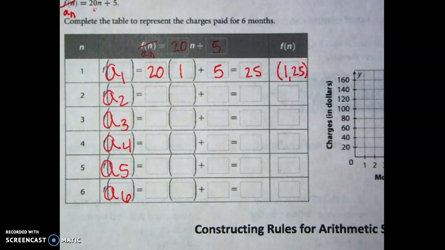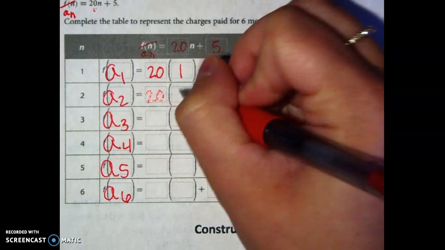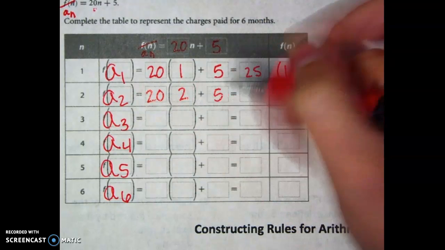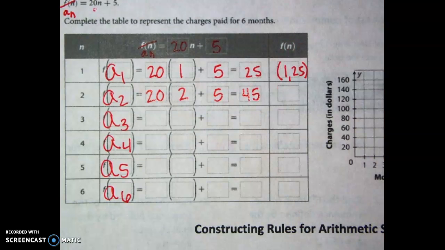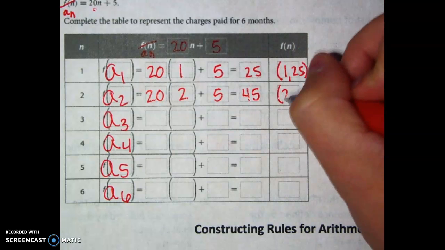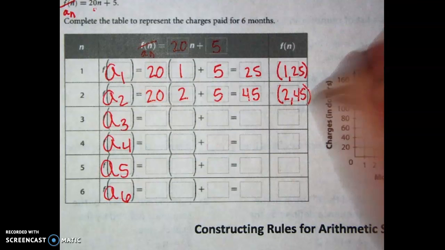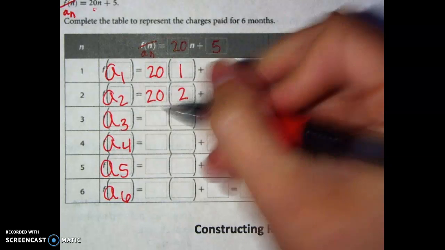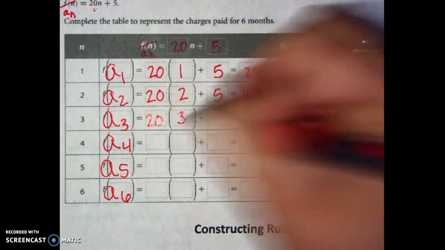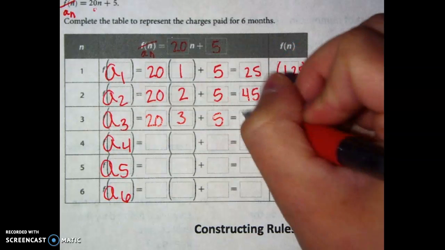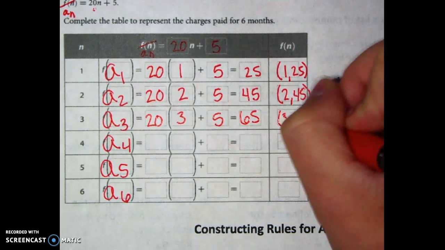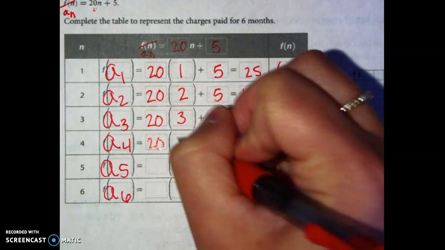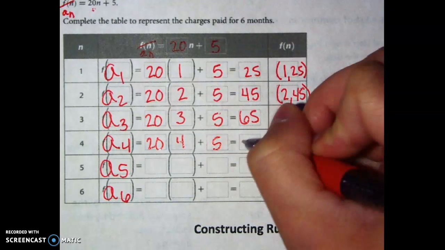Okay, so now it's 20 times 2 plus 5. 20 times 2 is 40, 40 plus 5 is 45. And then 2, 45. I think you kind of get the idea here. So 20 times 3 plus 5 is 65. 20 times 4 plus 5 is 85.